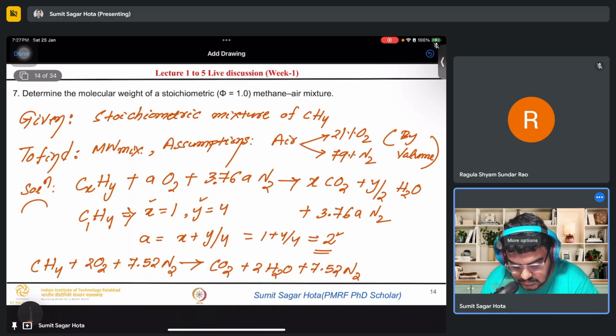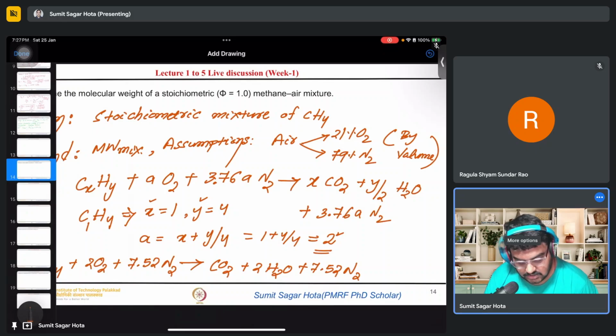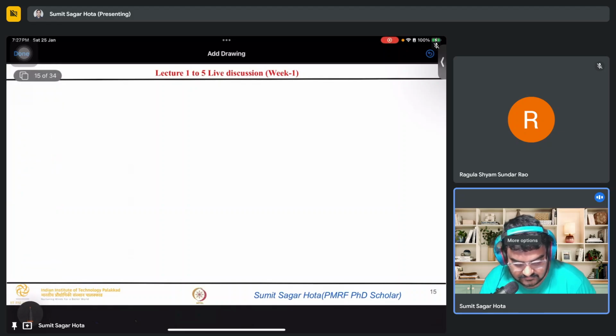Yes. So now for finding the molecular weight of the mixture, we need two things. First, the mole fraction, and the second is the molecular weight of the i species. The molecular weight of the species you already know. You just need to find out the mole fraction of the i species. And for finding mole fraction, we need the number of moles of the i species and the number of moles of the mixture, or total number of moles. Okay.